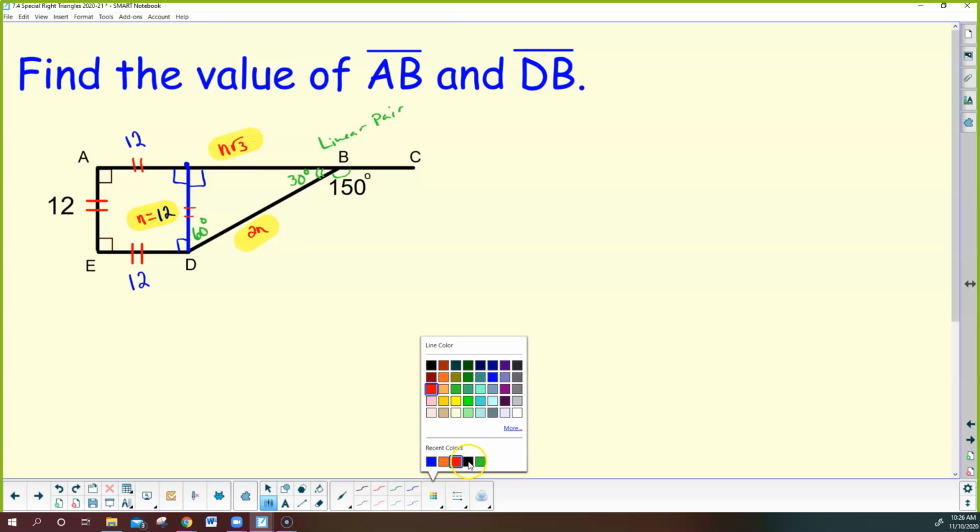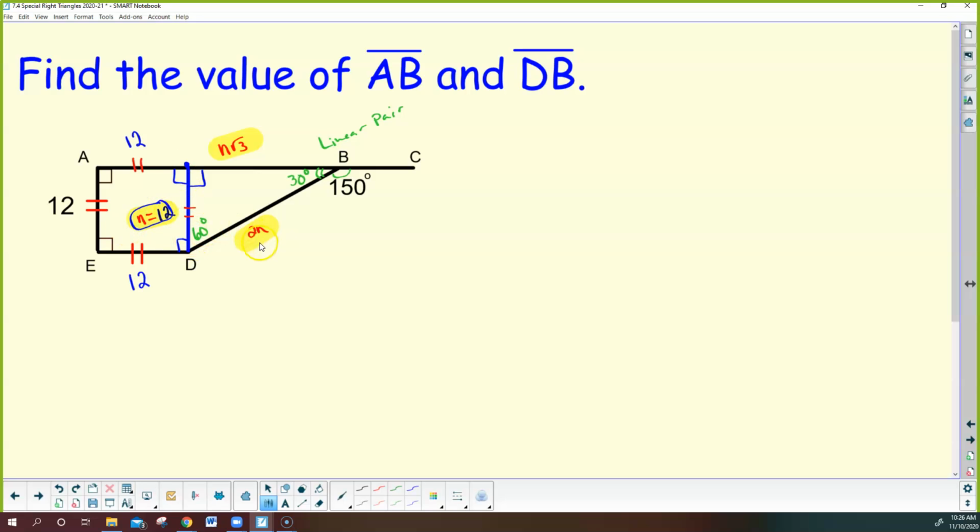And look at how friendly this problem actually became. I know that the side length n is 12, which means this side length DB is 2 times 12, or 24. So there's my first answer that I found. And then the side length across from the 60 is 12 times the square root of 3. And we just write 12 square roots of 3.